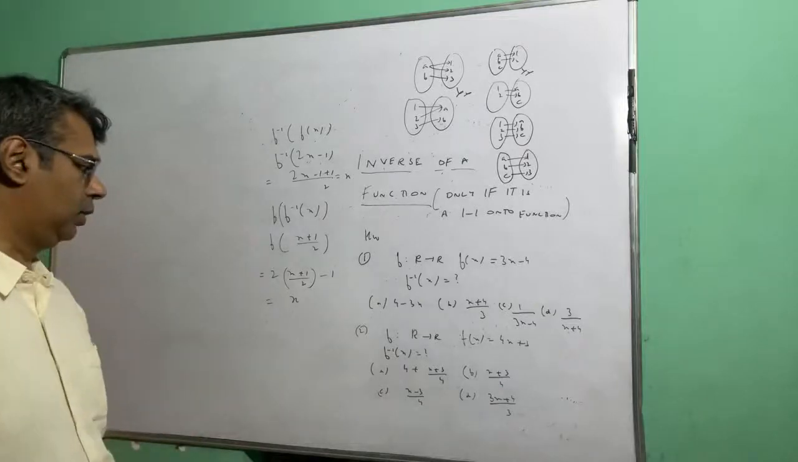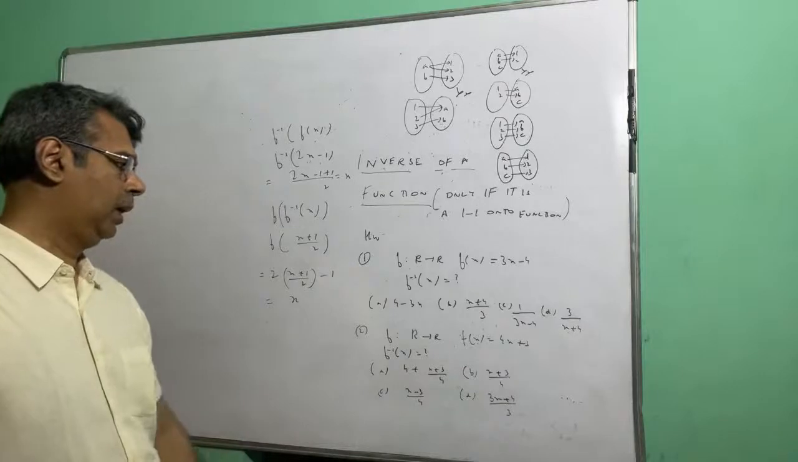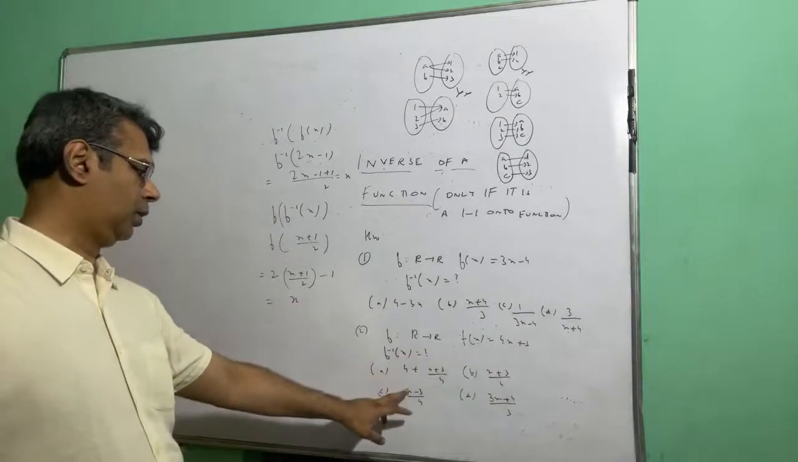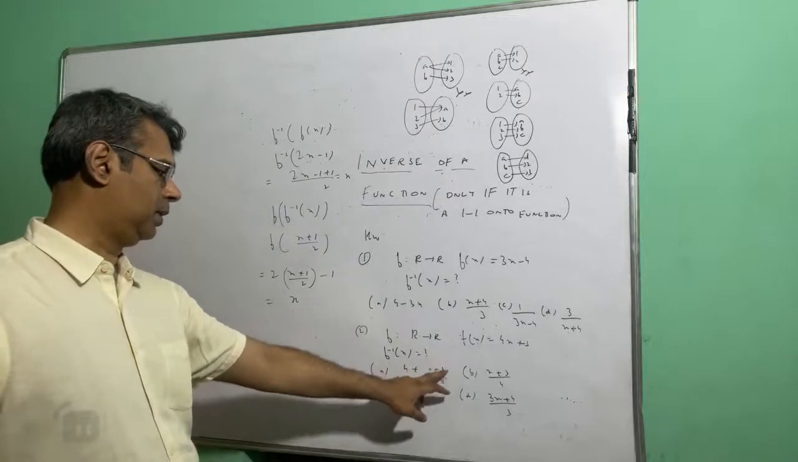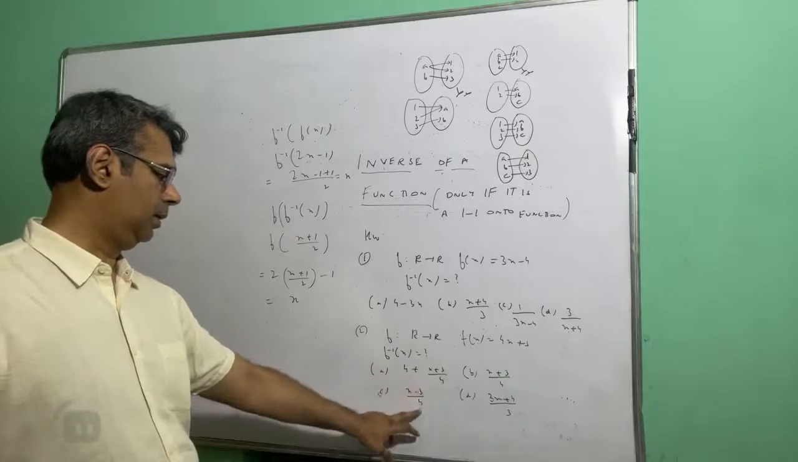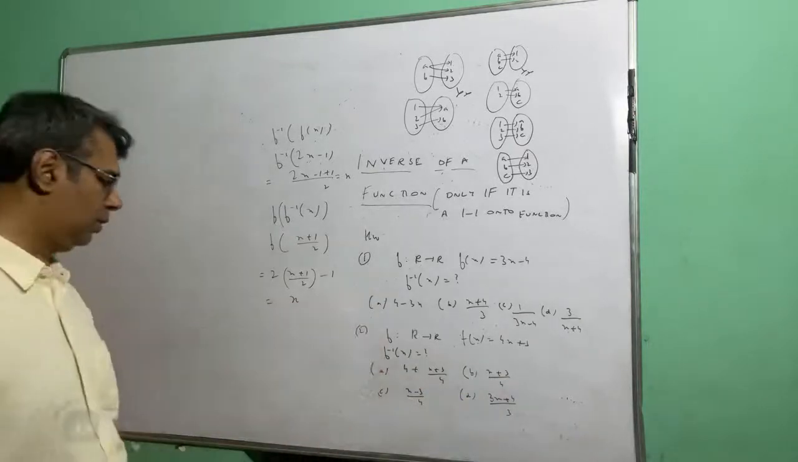Okay, then we come to number 2. Suppose a function maps real number to real number and f(x) is 4x plus 3. So what is f inverse x? Options are 4 plus (x plus 3) by 4, (x plus 3) by 4, (x minus 3) by 4 and (3x plus 4) by 3. So these are the options for question number 2.